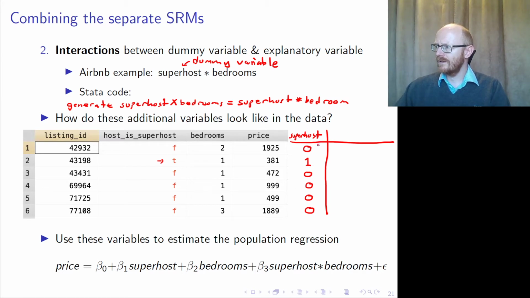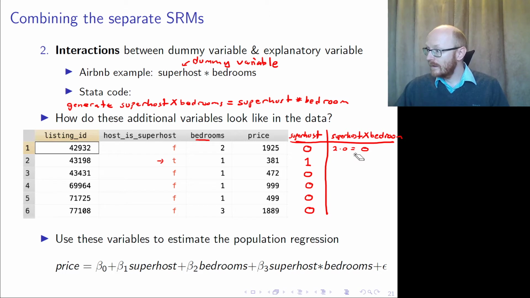What about the interaction term? It's superhost times bedroom. So what is the value? Well, that is the number of bedrooms times the superhost, right? The number of bedrooms for the first listing, the first data point, is 2, but it's not a superhost, so it's 2 times 0, which equals 0, right?